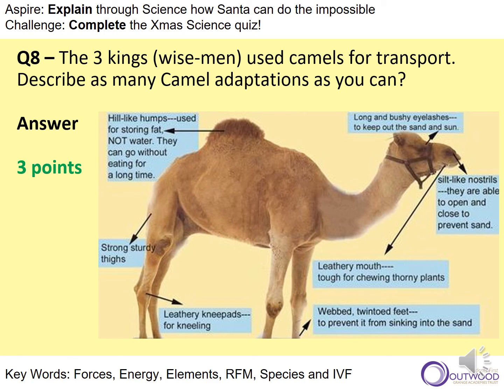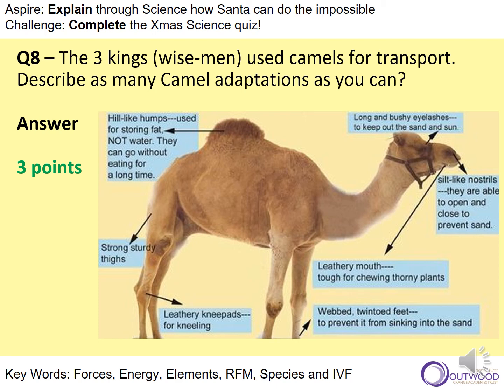Some of you probably have got long bushy eyelashes to keep out the sand and sun, and you probably got webbed feet to prevent sinking, so it increases the surface area. You can also have slit-like nostrils, so they prevent sand from going in, a leathery mouth for chewing thorny plants, leathery knee pads because they kneel, and strong, sturdy thighs. They're the sort of adaptations a camel can have.